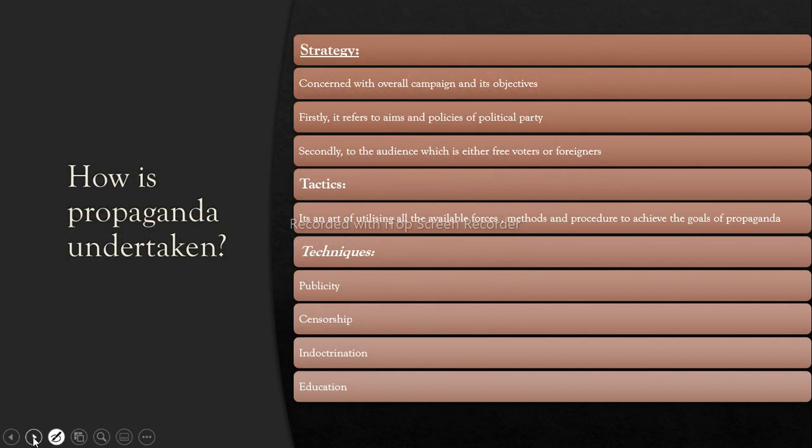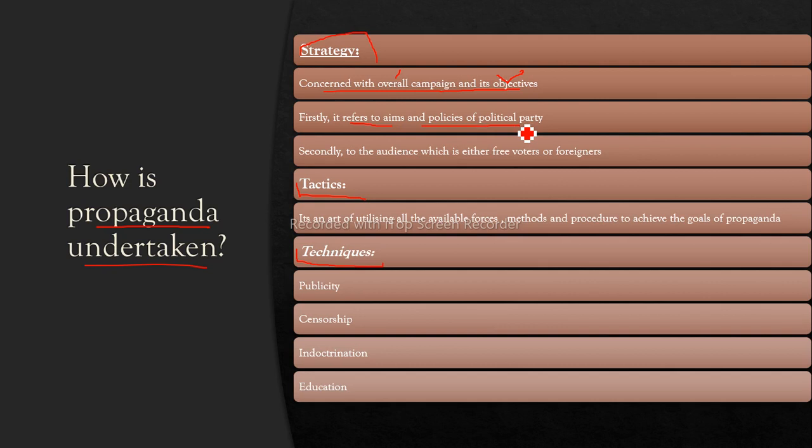The next thing is how propaganda is undertaken. What are the stages through which a propaganda campaign is carried on? First of all, we have strategy, then tactics, and then techniques. Simply, strategy is concerned with the overall campaign and its objectives. What will the campaign be like? What are the goals and objectives of the propaganda campaign? Why is a certain party carrying out propaganda?